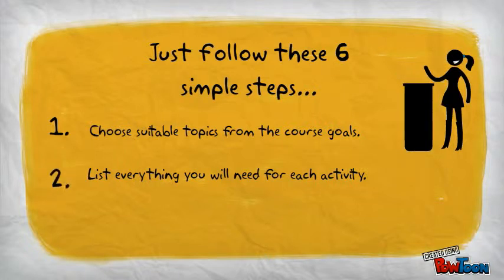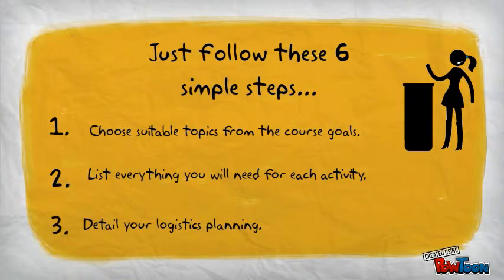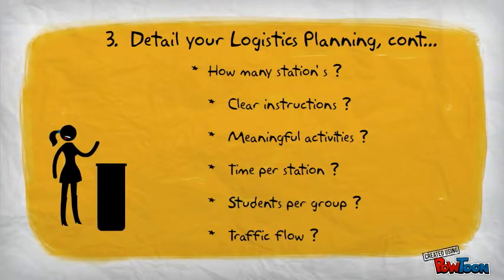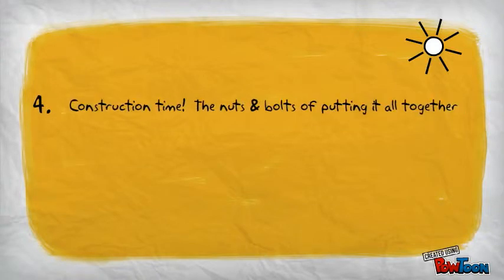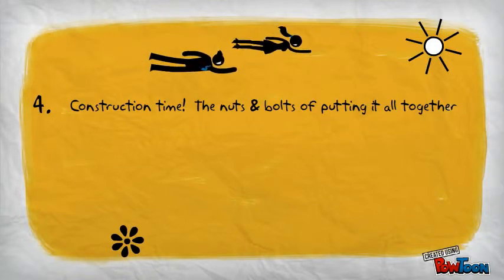Follow these 6 simple steps to make planning a breeze. Choose suitable topics from the course goals. List everything you will need for each activity. Make a detailed logistics plan. Ask questions such as, how many stations will there be? Are the activity instructions clear and are the activities meaningful? How much time will it take to complete each station? How many students per group? And how will traffic flow from one to another station?